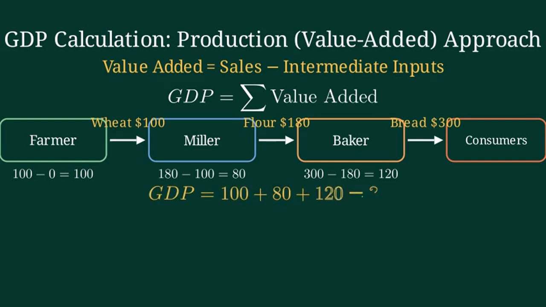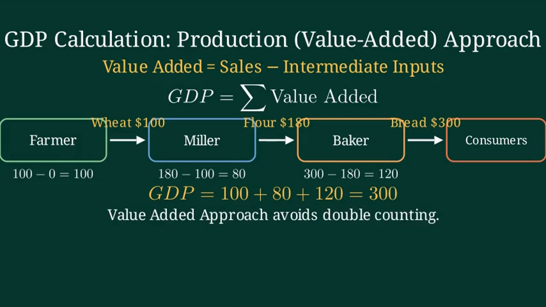Finally, we sum all value added. 100 plus 80 plus 120 equals 300. So the gross domestic product is 300. That is the production or value-added approach to GDP. By adding the value created at each stage, we avoid double counting and capture the true output of the economy.